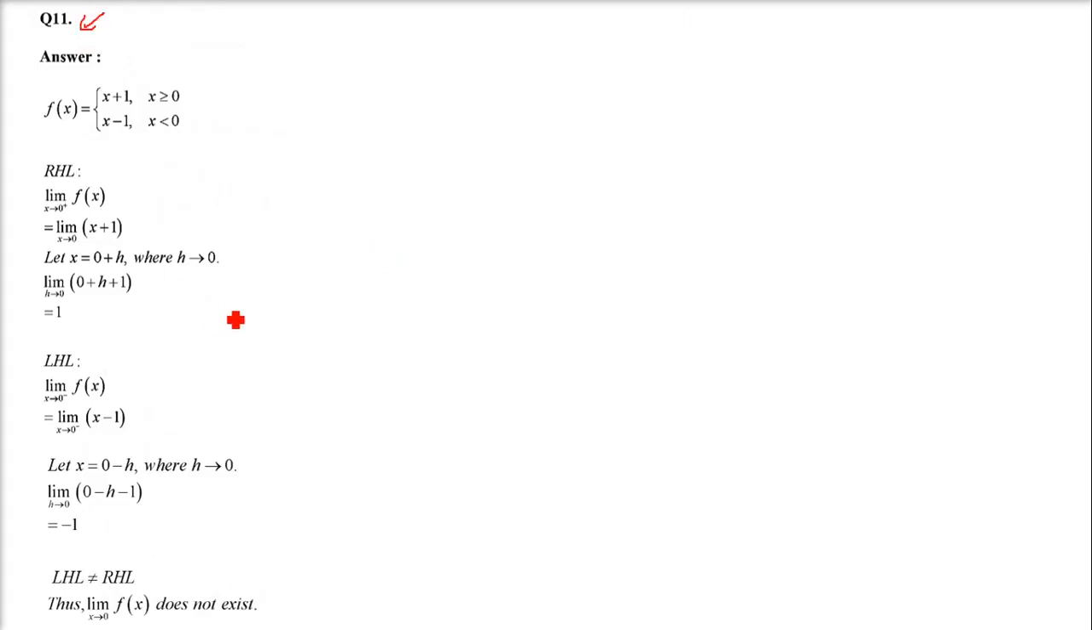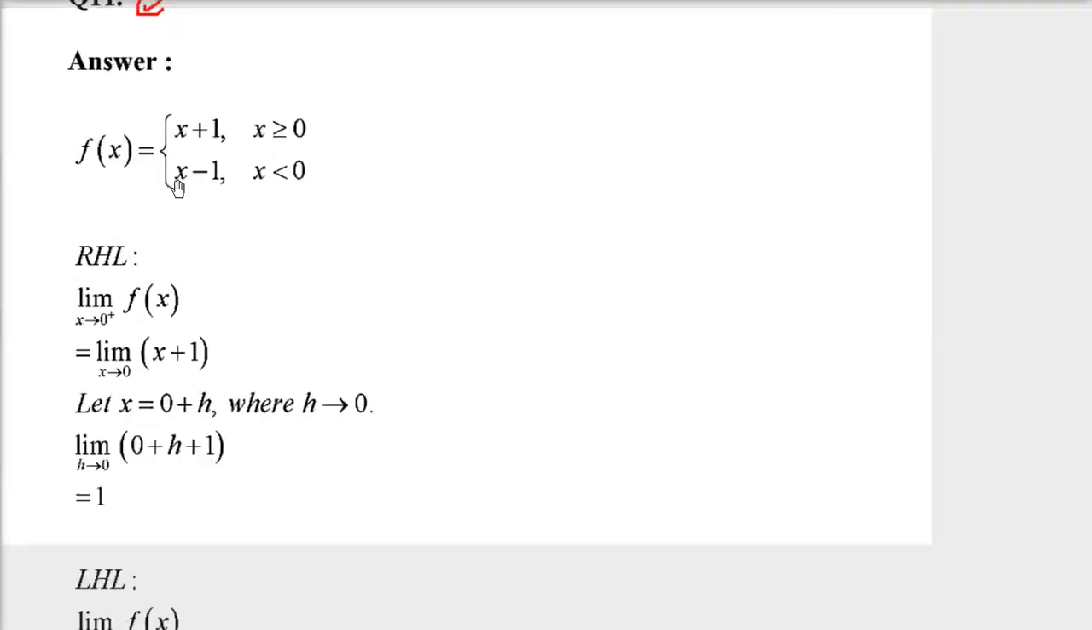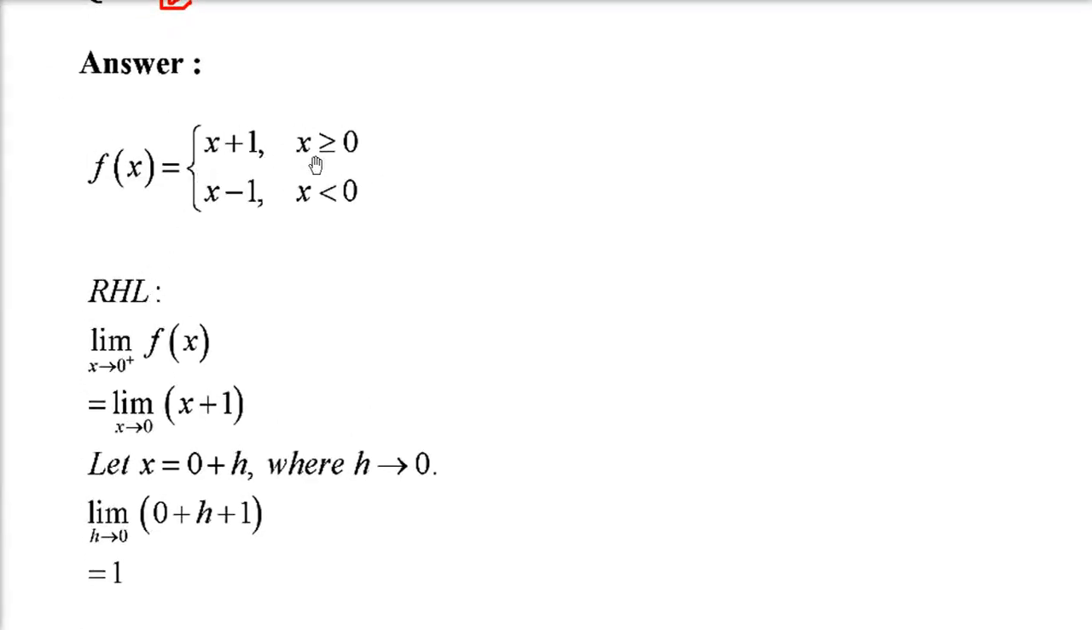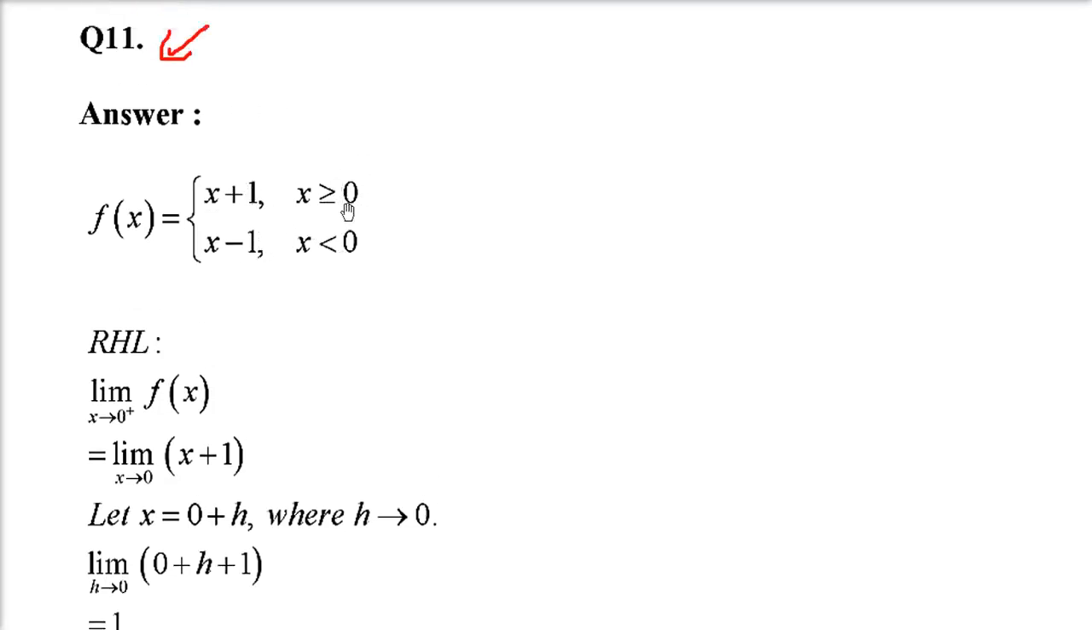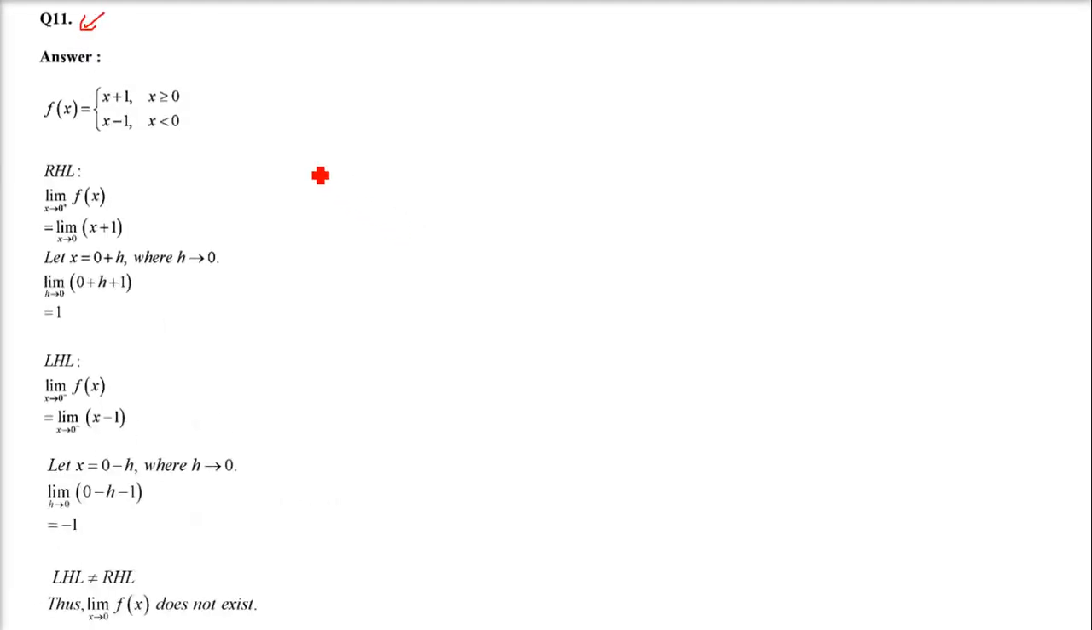Now question number 11. We have f(x) equals x plus 1 for x greater than or equal to 0, and x minus 1 for x less than 0. It's clear that 0 is a critical point. This is a. We have to prove that the limit of f(x) as x tends to 0 does not exist.